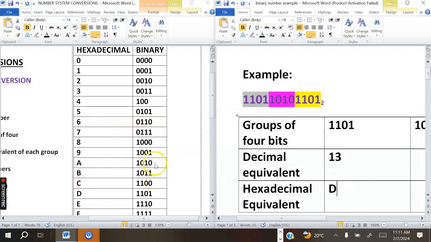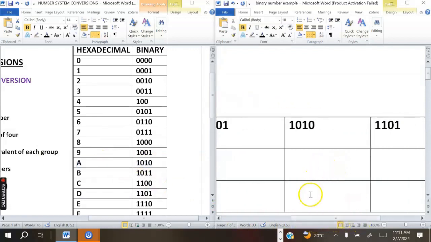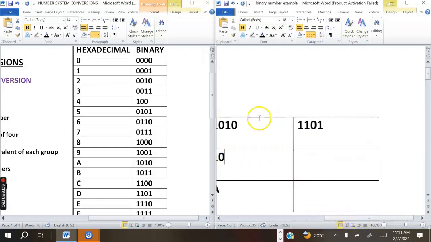Well, for the 10 10, where is the 10 10? This is the 10 10. If you look at the hexadecimal to binary, it's supposed to give us a value of A. So this one is supposed to be A. A is equivalent to 10, while 1101 is supposed to give us a value of 13, the decimal, which is equivalent to D.